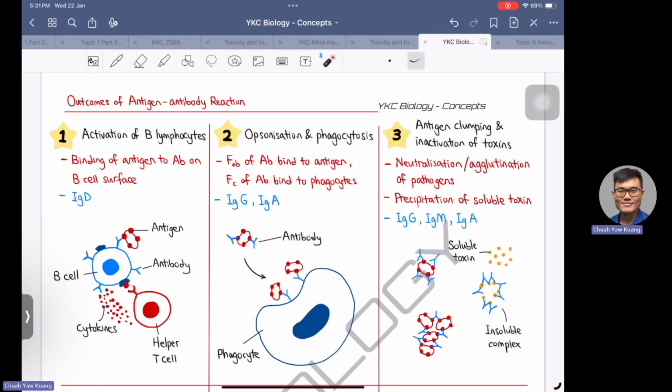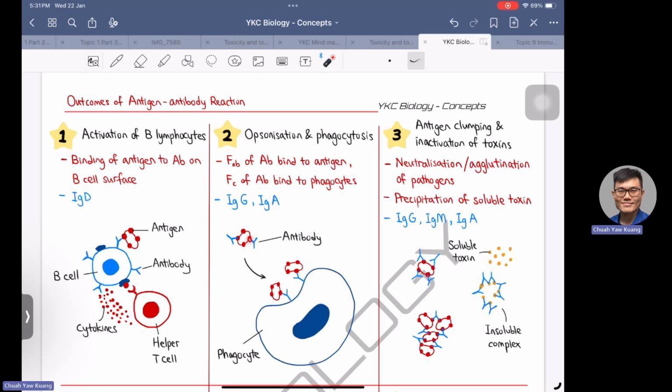Next, the second outcome is the opsonization and phagocytosis. Antibody can use their FAB region to bind to the antigen, and at the same time, they can also use their FC region to bind to any FC receptor on the surface of our cell. Normally, phagocyte will have the FC receptor on their surface.